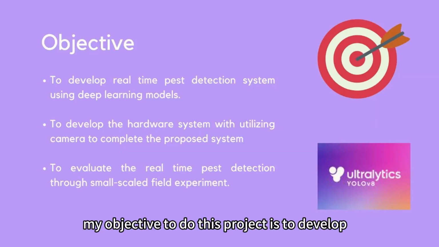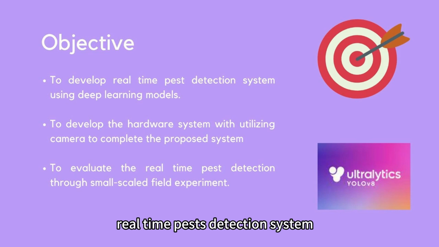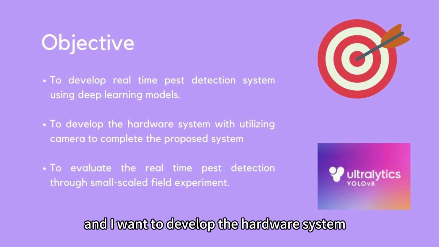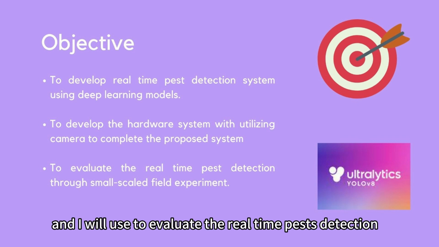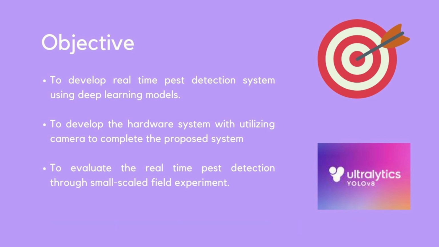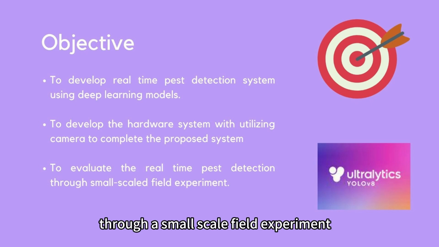My objective for this project is to develop a real-time pest detection system using deep learning models, and I want to develop a hardware system utilizing a camera to complete the proposed system. And I will evaluate the real-time pest detection through a small-scale field experiment.